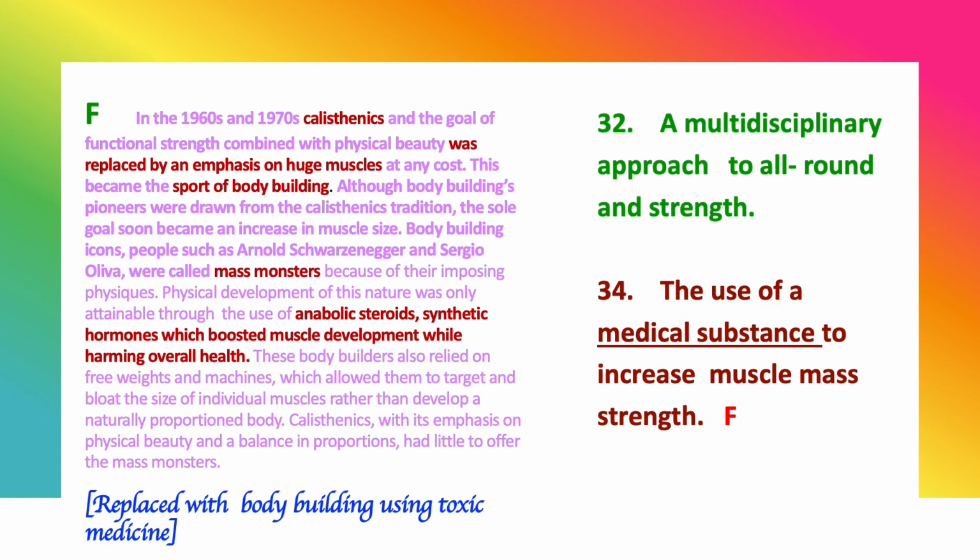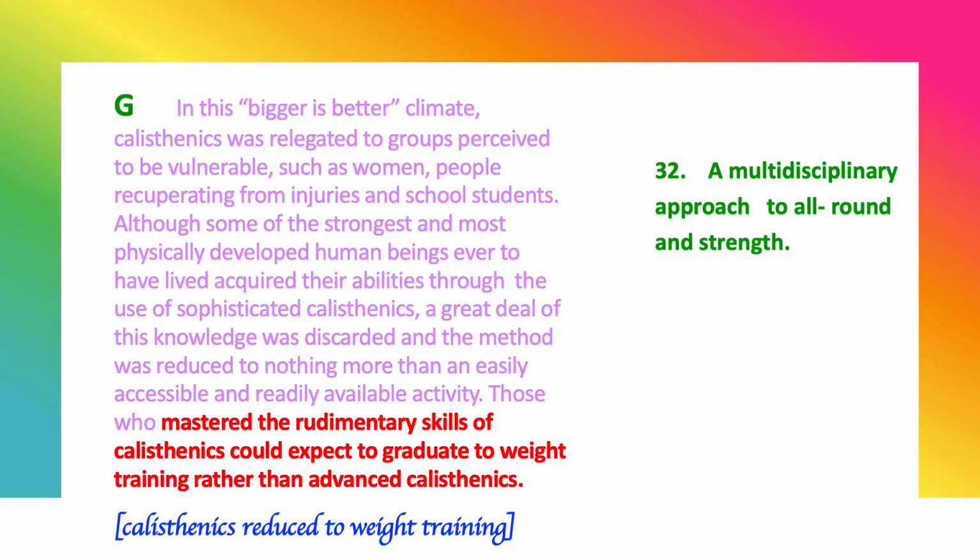Let's move on to section F now. The theme clearly matches with medical substance in the question 34. So the answer is 34. The use of medical substance to increase muscle mass strength here replaced with bodybuilding using toxic medicine. Let's take section G. It's about calisthenics reduced to weight training. There's no reference to multidisciplinary approach, so let's leave it, as you need to leave one section as there are 7 questions for 8 sections.